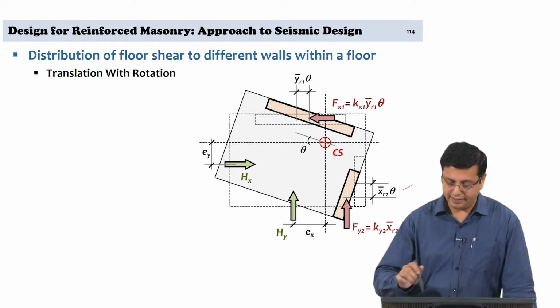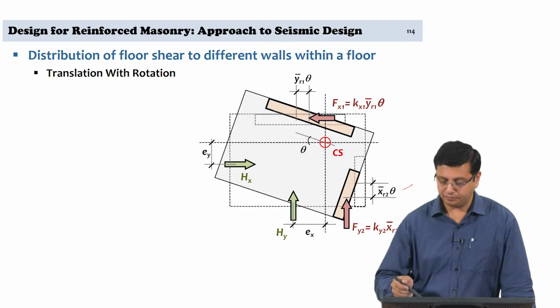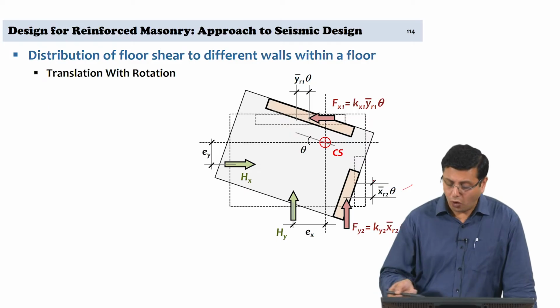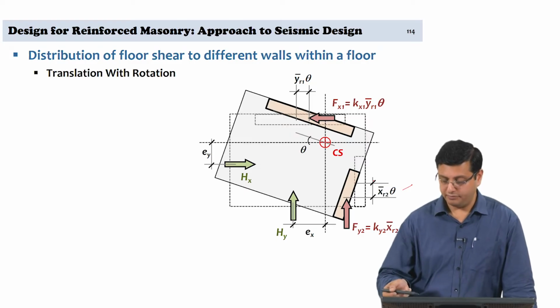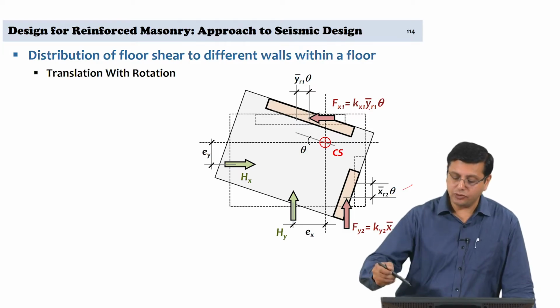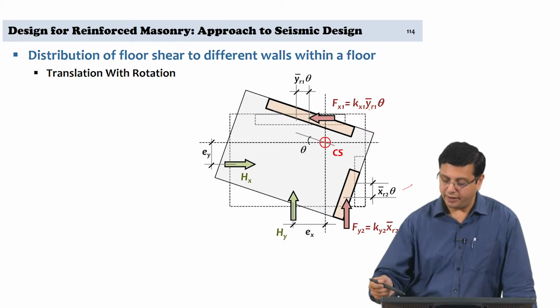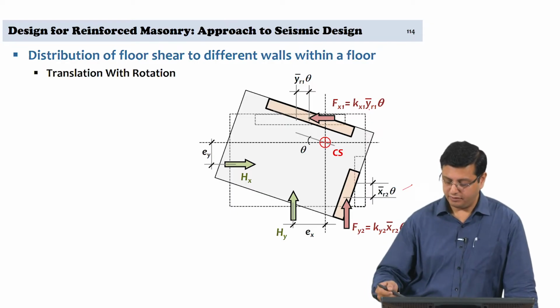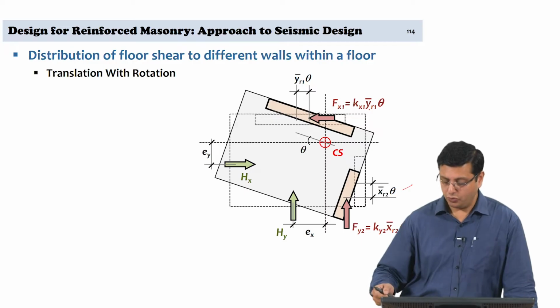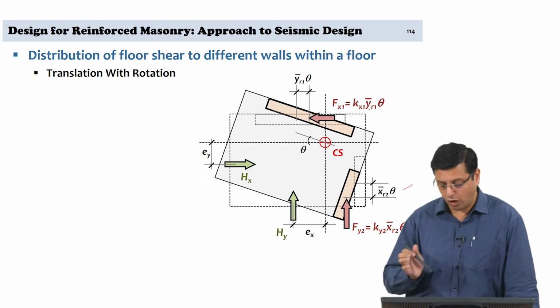So, this is again established from geometry, and therefore, the component of shear force that wall 1 is going to get is Fx1, which is stiffness of the wall Kx1 into this component because of the torsional shear, y bar r1 theta. Similarly, in wall 2 you would have the stiffness of the wall in the in plane direction and the component of force.